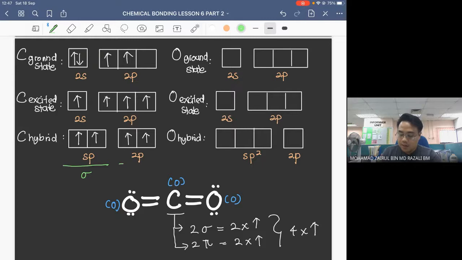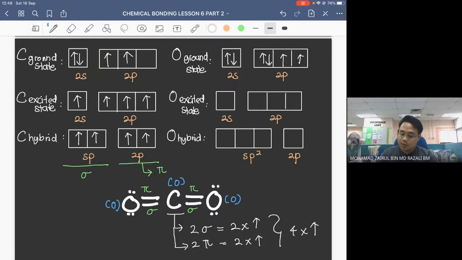2 unpaired electron kat 2p orbital ini kita akan gunakan dia untuk form pi bond. Sebab kalau awak tengok dalam CO2 ini awak akan ada 2 sigma, 2 pi. Okay, now for the oxygen, oxygen ground state. Ground state for oxygen ada 6 elektron. So we have 2s2 and then 2p4.